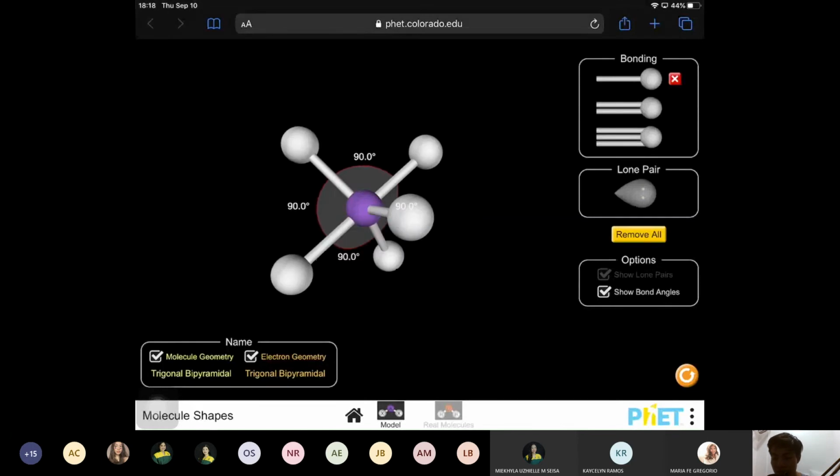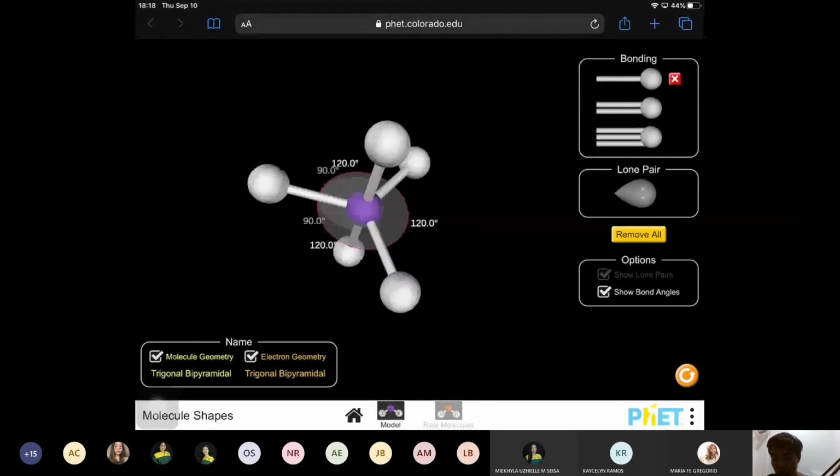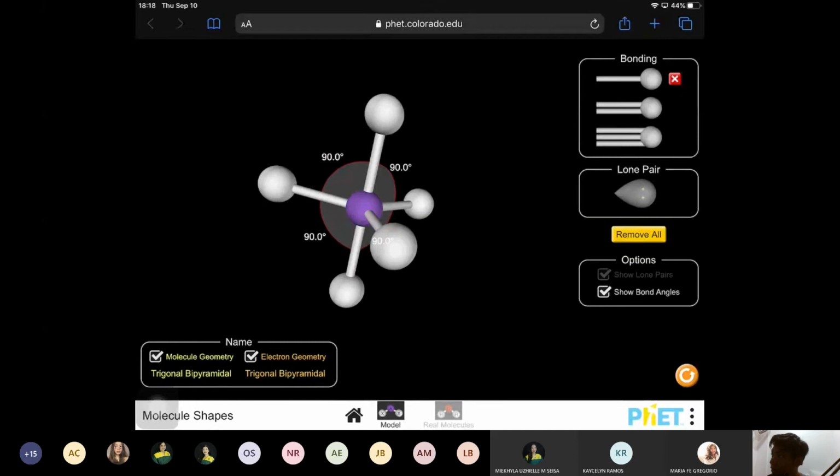Okay, so you can use this website. Saan yung triangle? Ito, oh. Yan, triangle. Yan, triangle. Tapos, ito yung pyramid nasa taas. Ito yung pyramid sa baba. So, that means if we have 5 electron groups, trigonal bipyramidal ang shape.